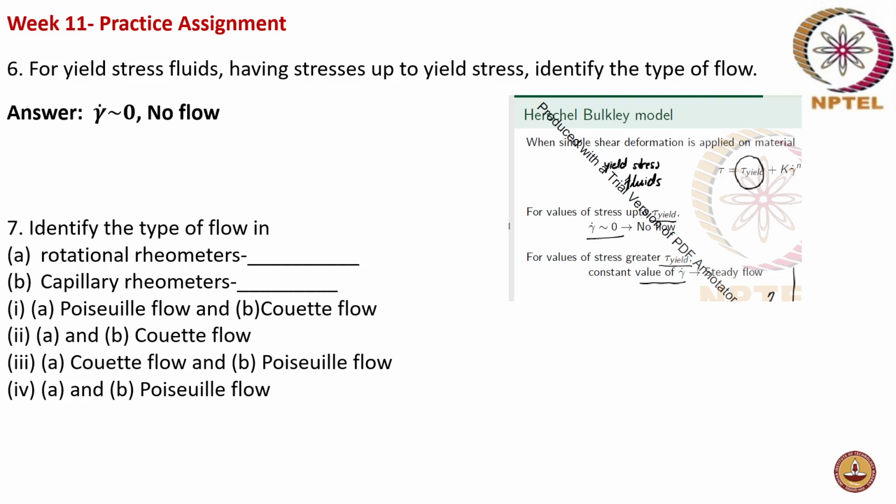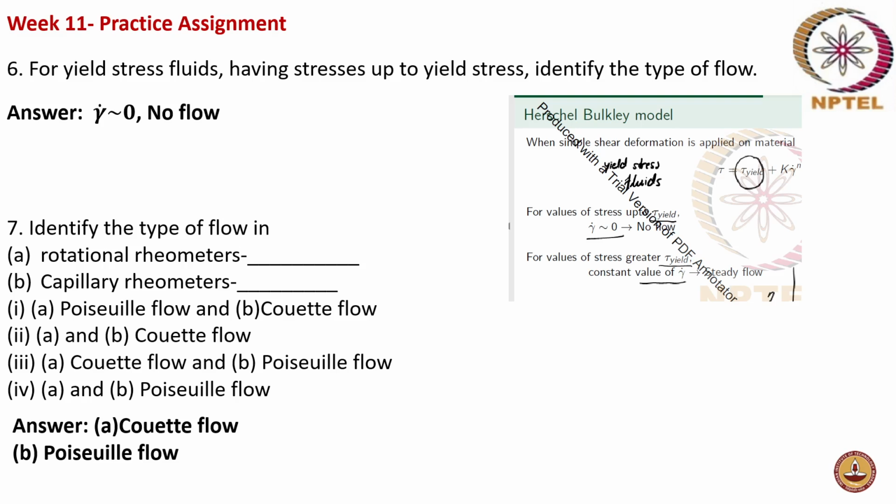In a capillary tube, it is a pressure based flow. There should be a pressure difference between the two ends so that there is a flow. So for a rotational rheometer it is Couette flow, and for a capillary rheometer it is Poiseuille flow. Poiseuille flow is a pressure gradient based flow, whereas in Couette flow one of the plates moves and the other is stationary. Since one plate is moving, it makes the fluid closer to it also move, and that is how you have the velocity gradient across the length between the plates.